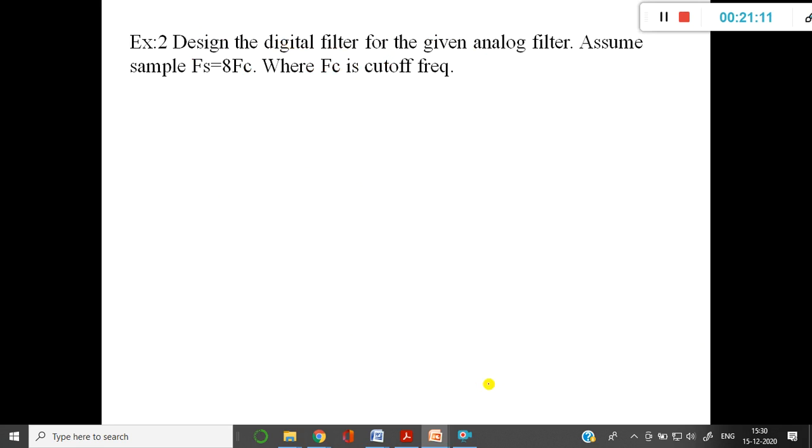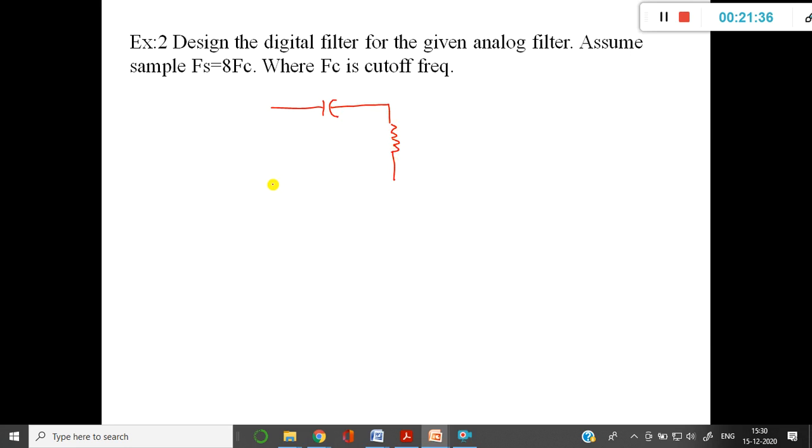Note down this example. Second example: design a digital filter for a given analog filter. Assume the sampling frequency Fs equal to 8 Fc, where Fc is nothing but the cutoff frequency. So let me draw the circuit here. So this is the circuit, one capacitor.